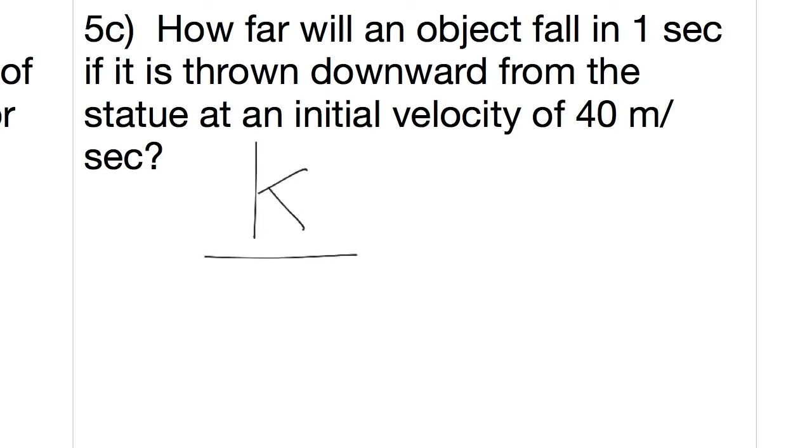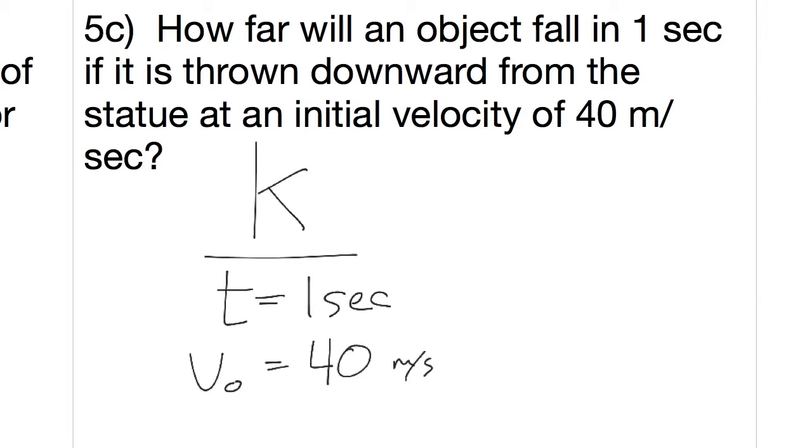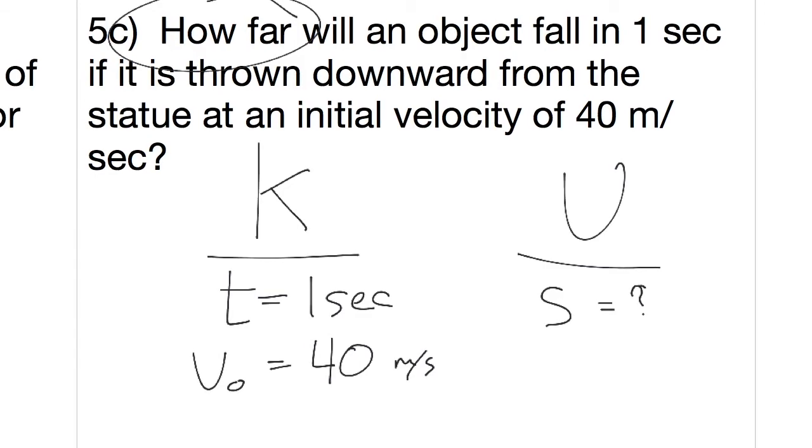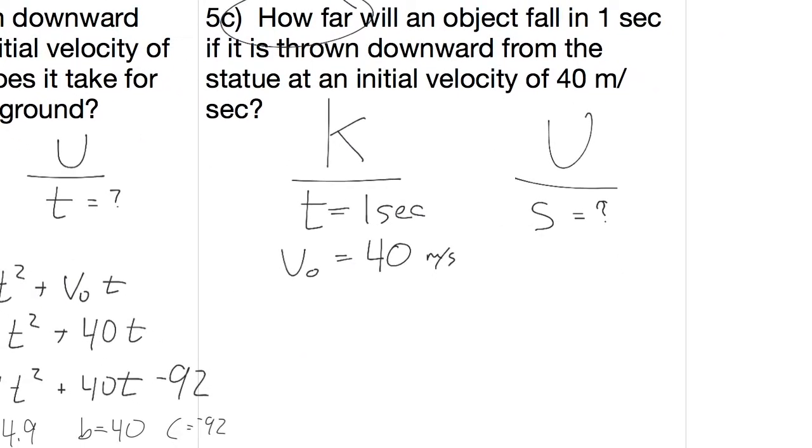How far will an object fall in 1 second if it is thrown downward from the statue at an initial velocity of 40 meters per second? Okay, so the known here is t equals 1 second, v0 equals 40 meters per second. And what do we want to find out? We want to figure out how far the object will fall. It's an unknown distance. Might not be the full 92 meters of the Statue of Liberty. In fact, we're pretty sure it won't be the full 92 meters because we just calculated in 5b, the last example, that it will take 1.9 seconds. So where is it going to be after 1 second?